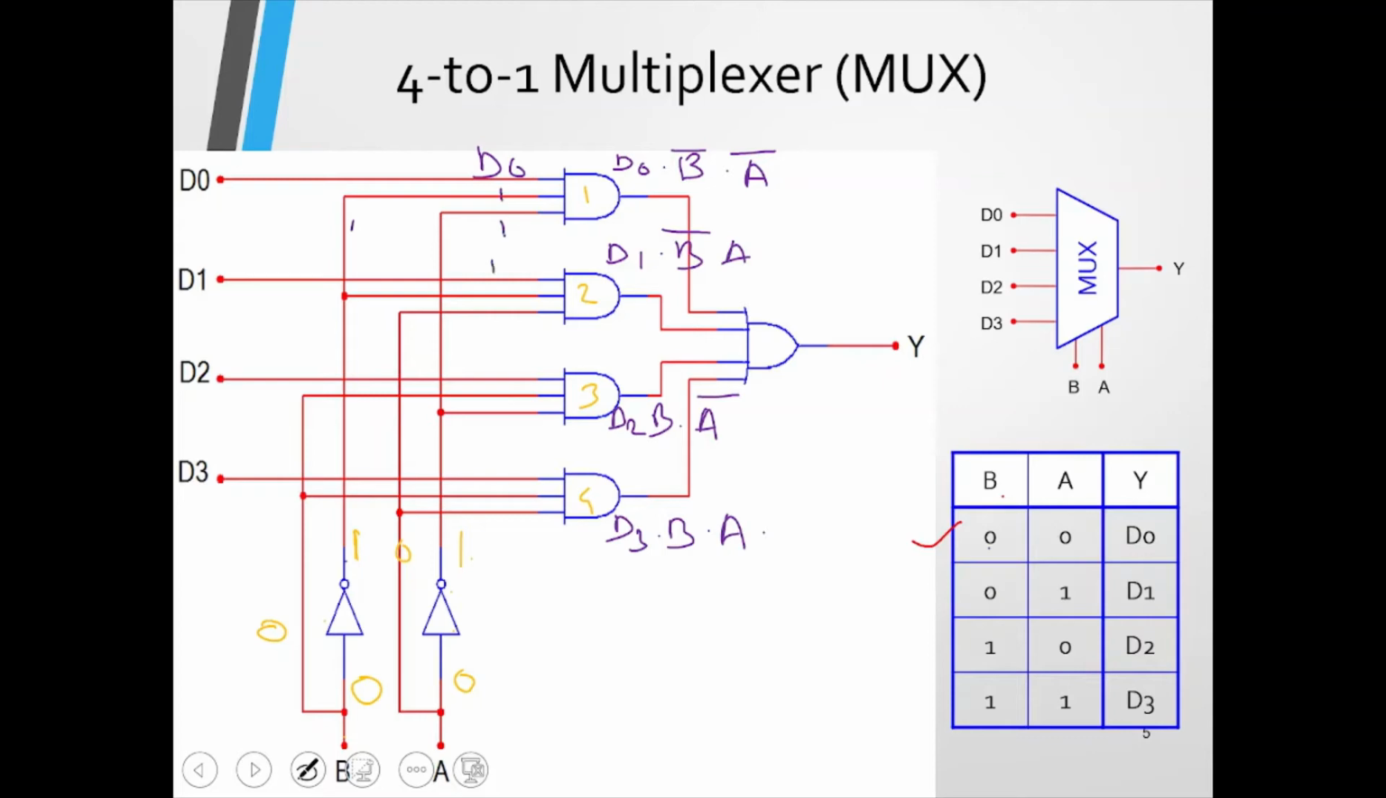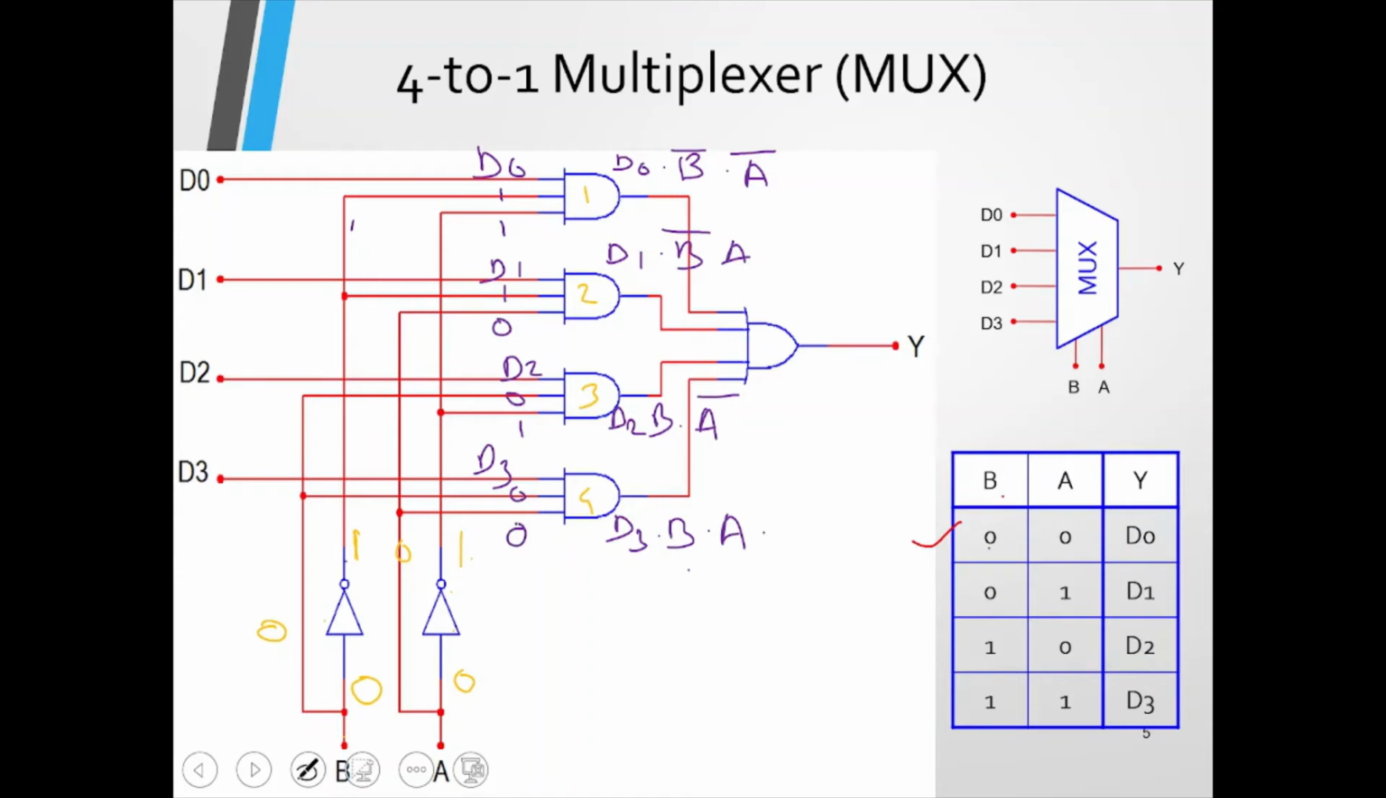Then this is D1. B bar is 1, but A is 0. Then D2 is there. Then B is 0 and A bar is 1. This is D3. Then B is 0 and A is 0. Now observe the inputs for the first, second and third AND gates.